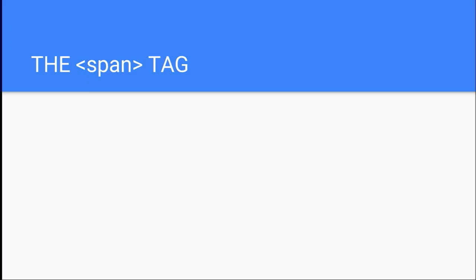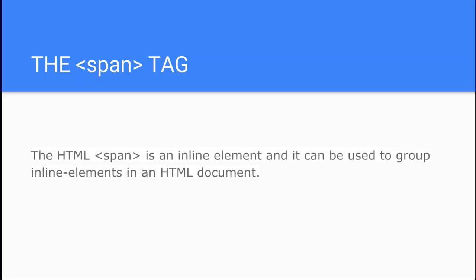Let's talk about the span tag now. The HTML span tag is an inline element and it can be used to group inline elements in an HTML document. This tag also does not provide any visual change on the block but has more meaning when it is used with CSS. The difference between the span tag and the div tag is that the span tag is used with inline elements whereas the div tag is used with block level elements. Let us see an example.